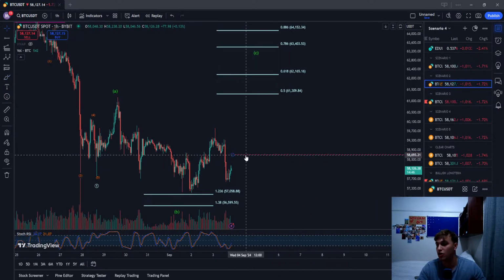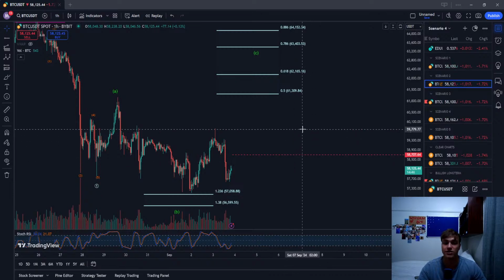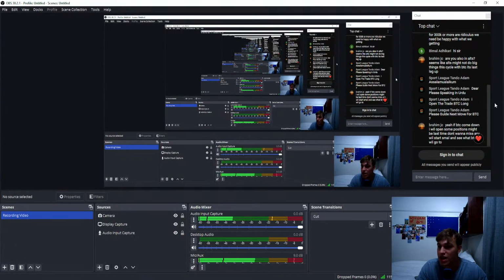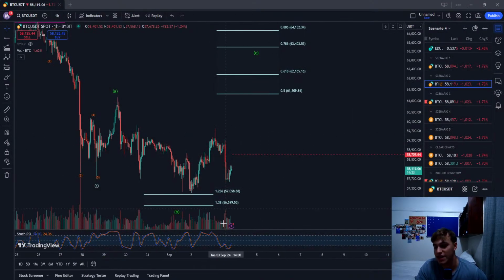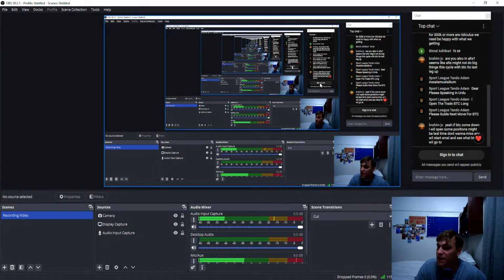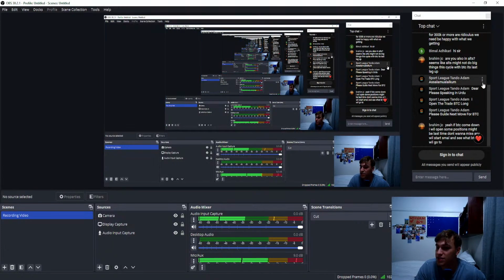But if you want to long off that $58,707 level, no one is stopping you. Do your own research, please. Don't just throw money into the void of crypto. Yeah, if BTC comes down, I'll open up some positions. Might be the last time. Don't want to miss anything. We'll start small and see what BTC will go to.